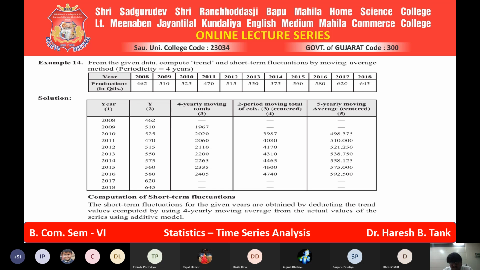As this 4 is an even number, two processes are to be done. First process is to get 4 yearly, means making a bunch of 4, and then after it would be making a bunch of 2. That means a centering process is to be done. Do it right away and try to calculate 4 yearly moving average centered. We have seen such type of examples, so I am not explaining much in detail right now. You know it quite well what is to be done and how it is to be done. Do it right now.